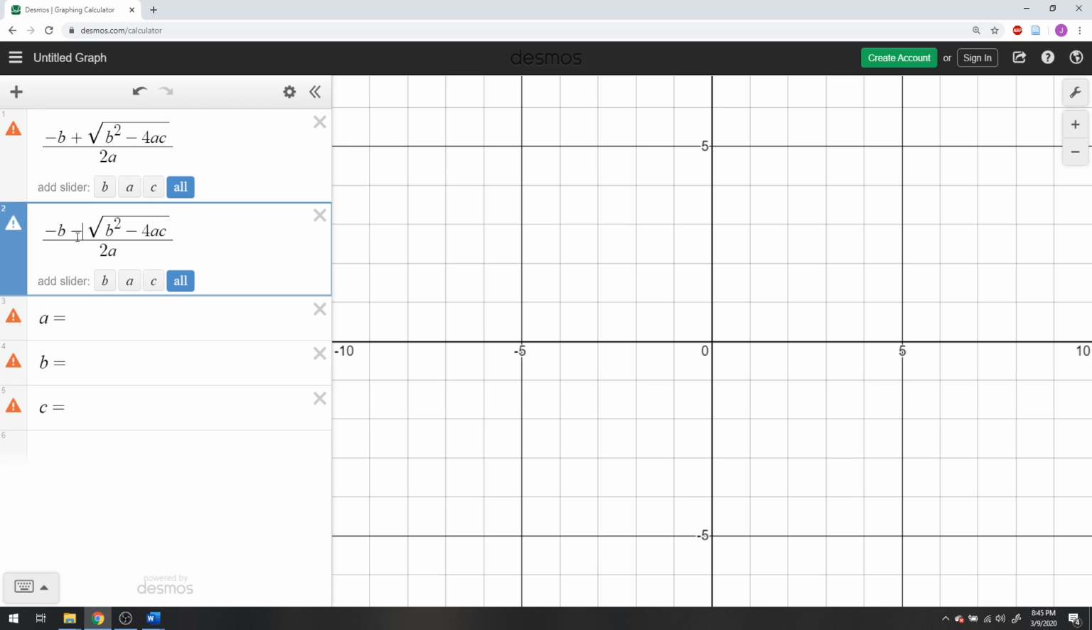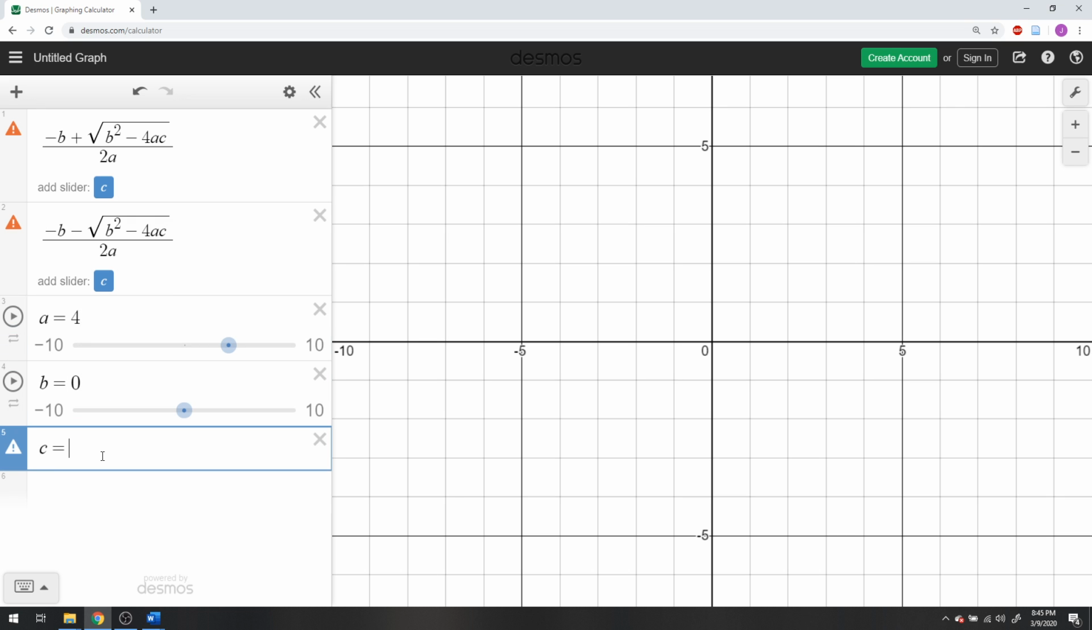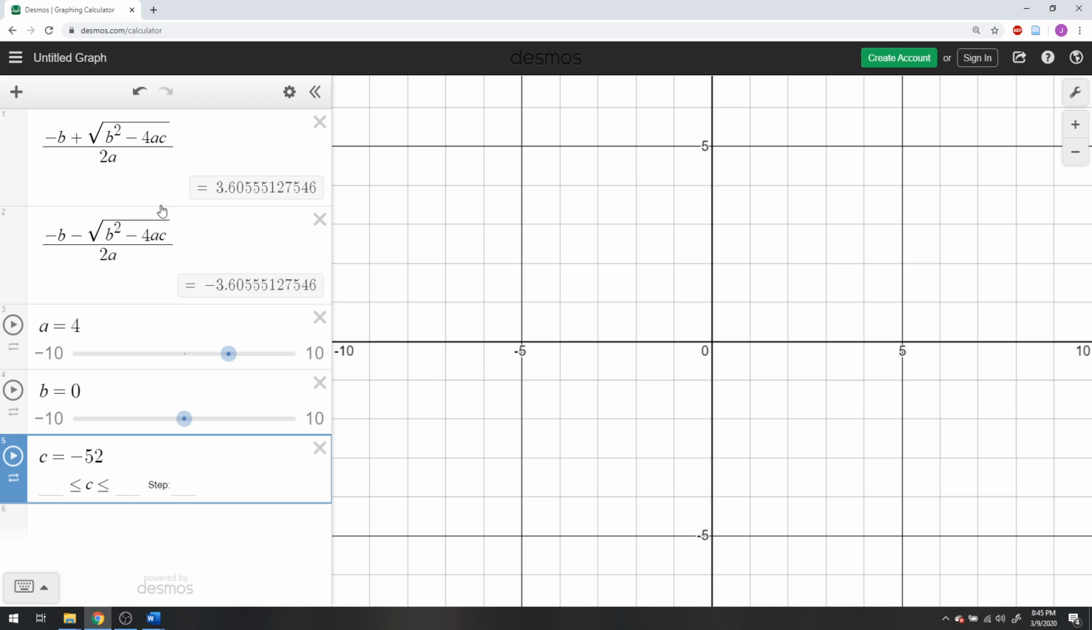You want to make sure that you've written it twice, one with a plus sign in this spot and another with a minus sign in that spot. That deals with the plus or minus from the original quadratic formula. We're going to input the ABC values. A was 4, B was 0, C was negative 52, and we have answers. 3.6, or if you want to, you can go 3.606, and the negative version of it, negative 3.606. 6 because we can round up because the next digit is a 5.